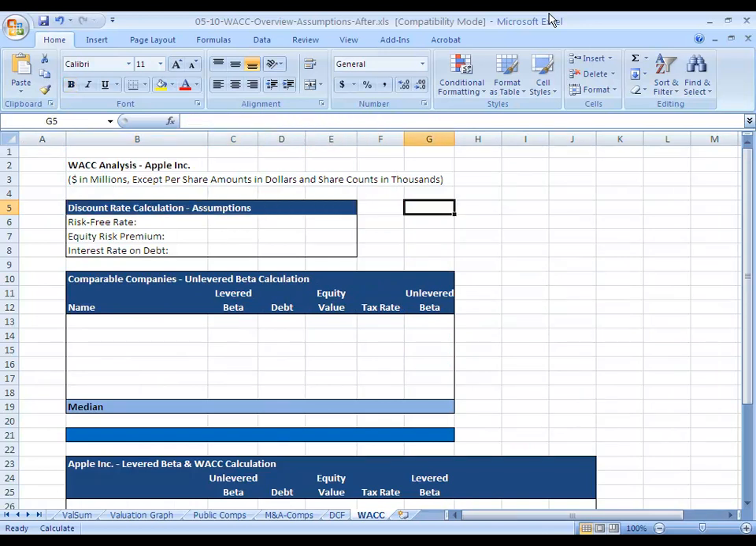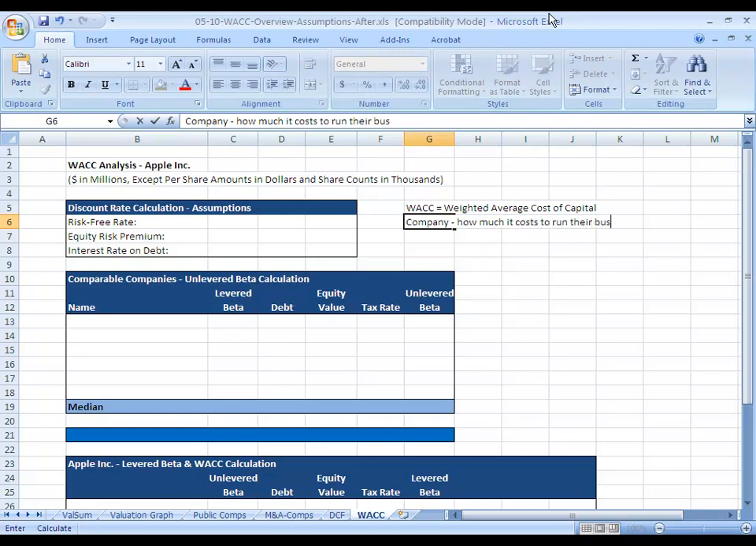So the approach we usually use is to use something called WACC, which is the weighted average cost of capital. And the way I like to think about this, you'll find various definitions in finance textbooks and other programs, but the way I like to think about this is that from the perspective of the company, it's how much it costs to run their business. From the perspective of the investors in the company, it's the expected return. I should really say expected weighted return right here.